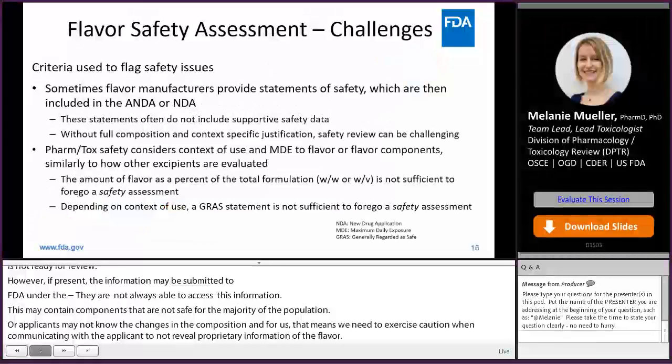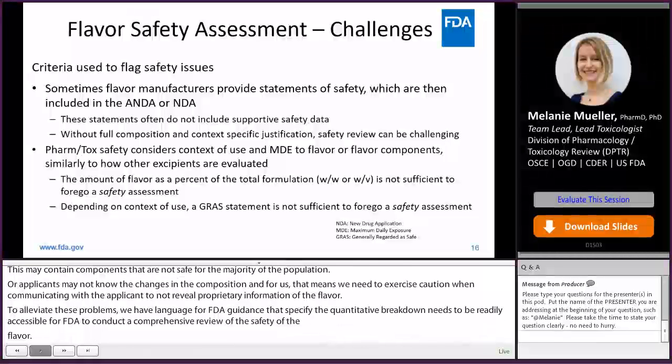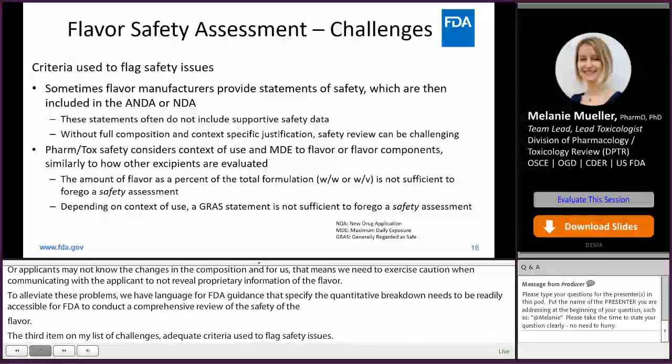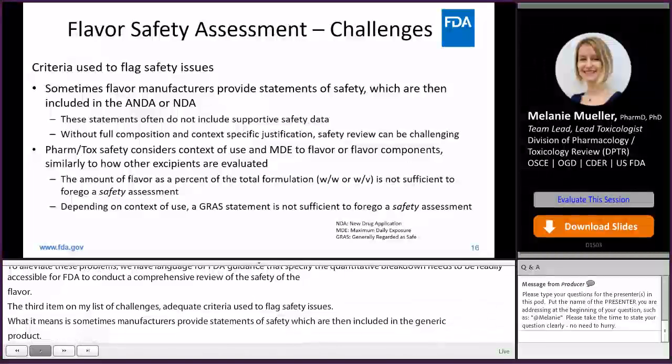The third item on my list of challenges are the criteria used to flag safety issues. What that means is that sometimes flavor manufacturers provide statements of safety, which are then included in the generic or into a new product. Such a statement could be something along the lines of, our flavor is safe for use in your product because all components are either GRAS or they do not exceed 0.1% of the total flavor volume.